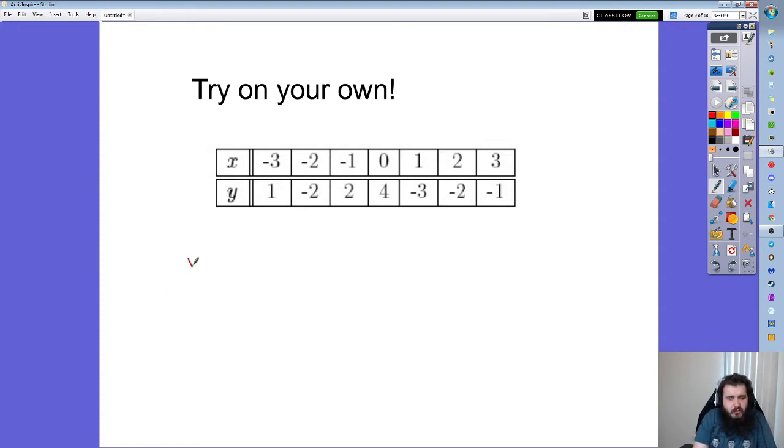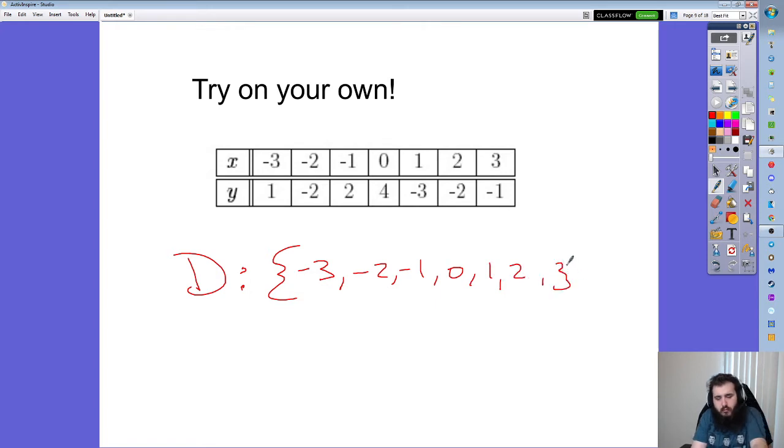Okay, so let's list our domain. Remember, domain is our possible x values, so -3, all the integers all the way to +3, so we'll write those down. And here I go again. Make sure that you do your number 3s correctly.